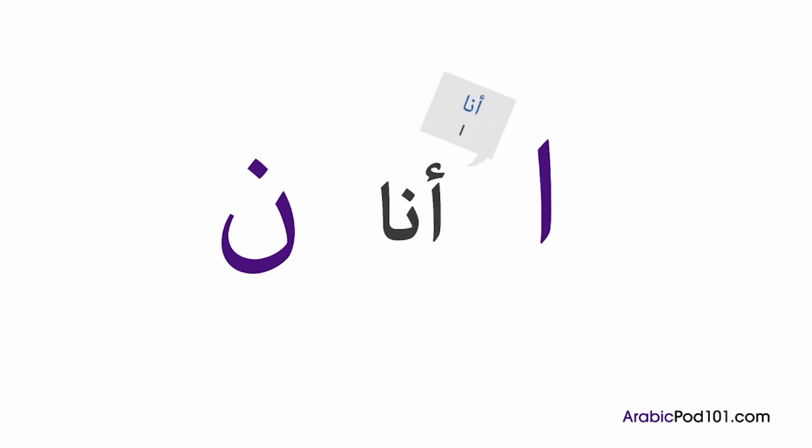In the first lesson, we learned Alif and Noon. They are the letters you need to form the word ana, meaning the pronoun I. First, we have Alif. Here's the isolated form. And here's the final form. Alif only has two forms, as we've already explained before.